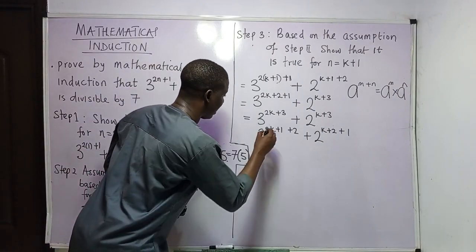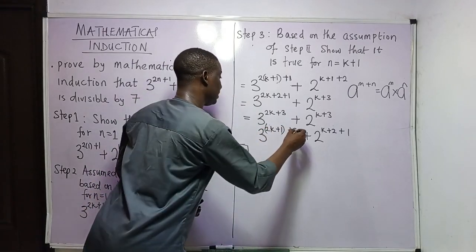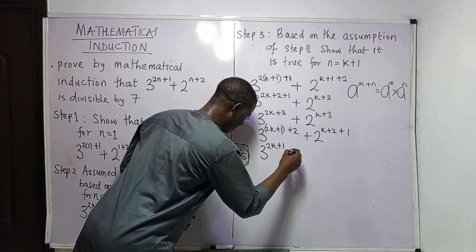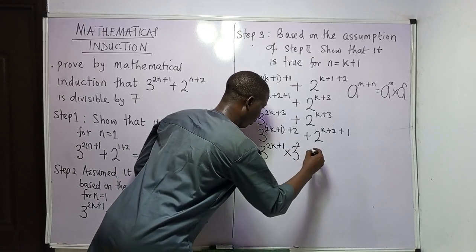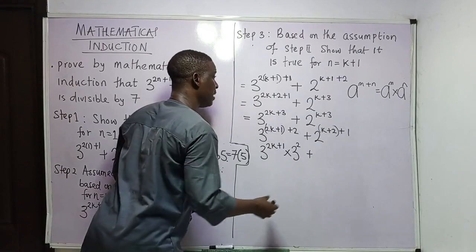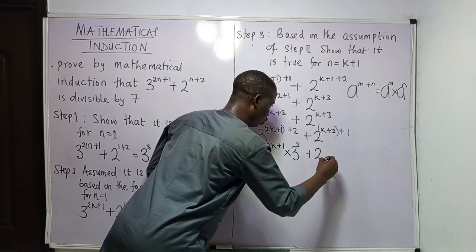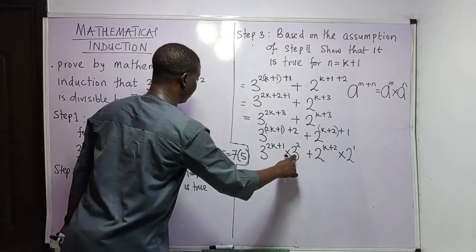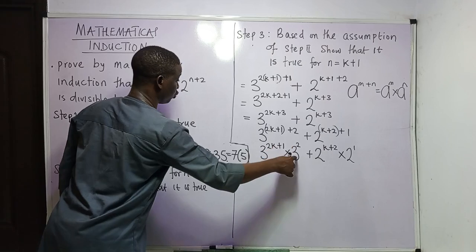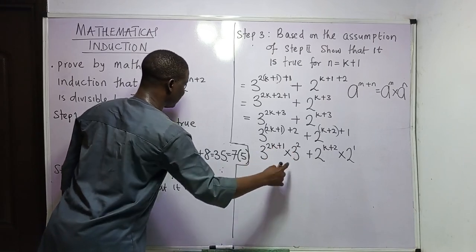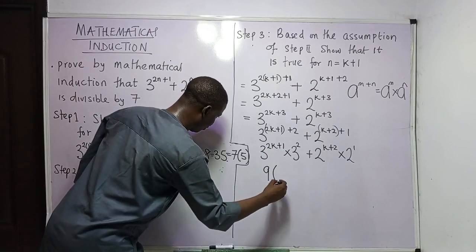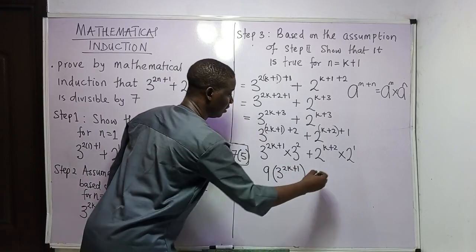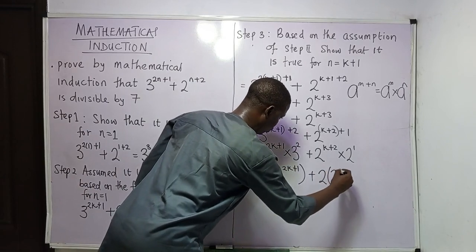So what we're going to do now is I will take this one as my m, and this one as my n. So in other words, 3 raised to 2k plus 1 times 3 raised to 2, and I'll take this one as my m and this one as my n, so these are 2 raised to the power k plus 2 times 2 raised to the power 1. So 3 raised to the power 2 is 9. So we can have 9 into bracket 3 raised to the power 2k plus 1, plus 2 into bracket 2 to the power k plus 2.